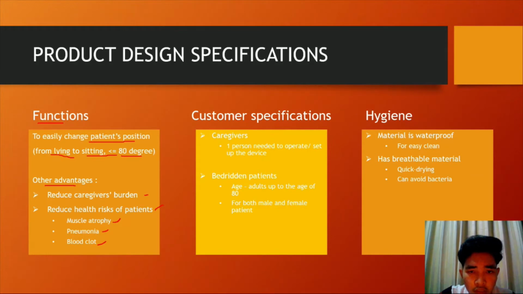And then we go to the customer specification, caregiver. This device just needs one person to operate or set up the device, so it will become easier. And then for the bedridden patient, the age is from adults down to 18 years old, and of course it is suitable for both male and female patients.